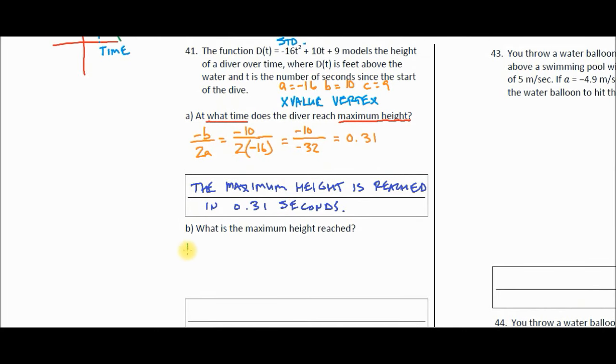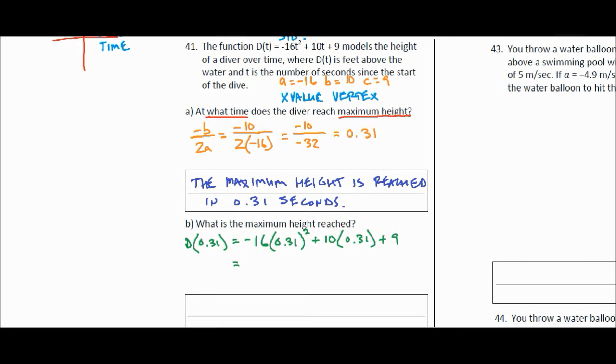This is going to be d of 0.31, and let's plug in that value for every x value in our equation. Remember, when you plug in a variable, you do it in your calculator in parentheses. Negative 16 times 0.31 squared plus 10 times 0.31 plus 9.